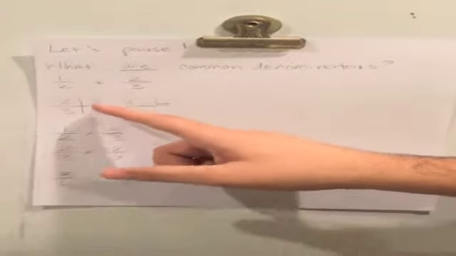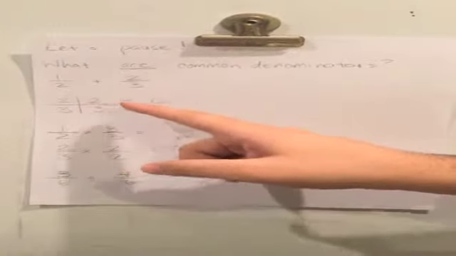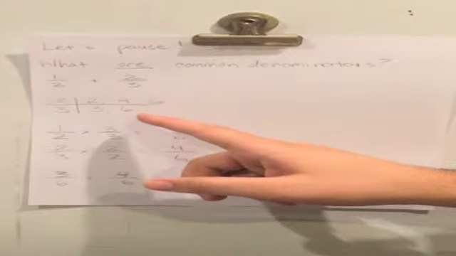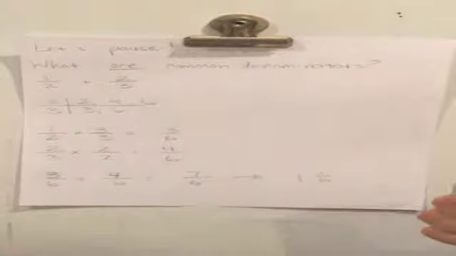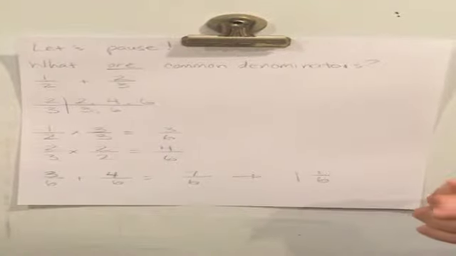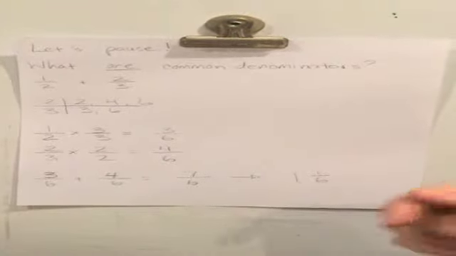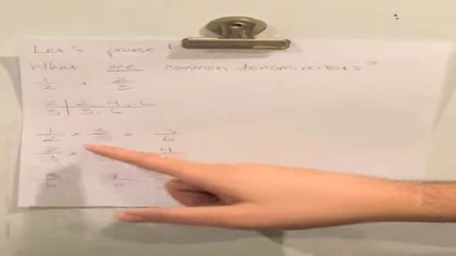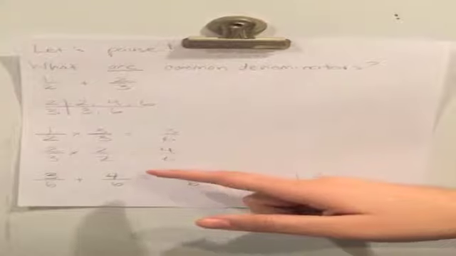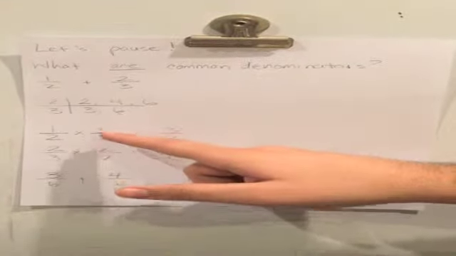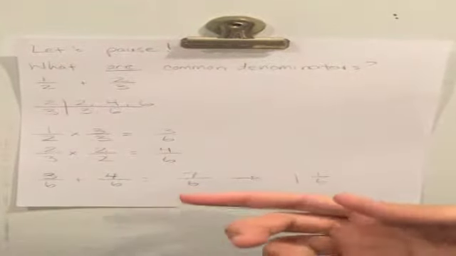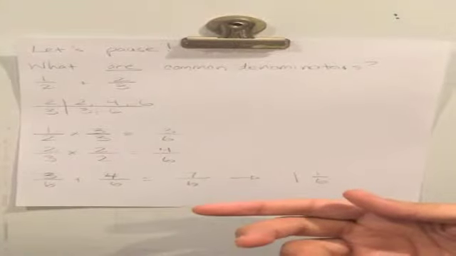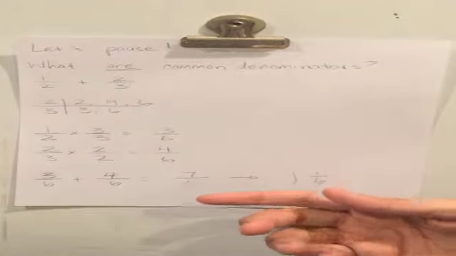Let's take a look. The multiples for 2 are 2, 4, and 6. For 3, we have 3 and 6. The first one that they have in common is 6. So we've decided that 6 is going to be our common denominator. Now we need to take 1/2 and change it to a fraction that has 6 in the denominator. In order to do that, we multiply by 3/3. This is okay because 3/3 is just 1, so we're not really changing the size of the fraction.